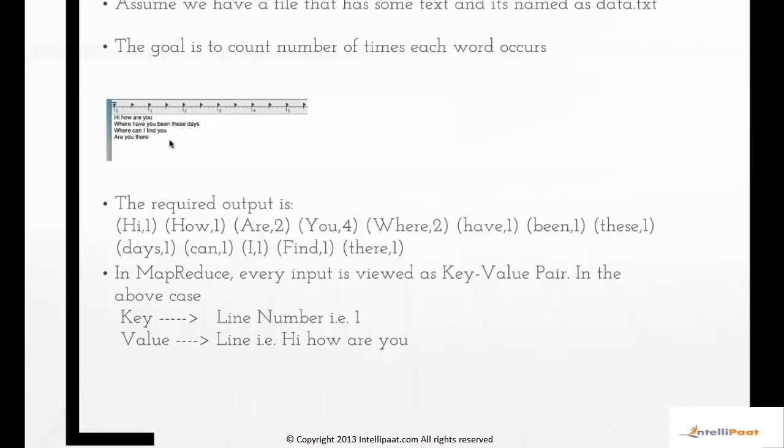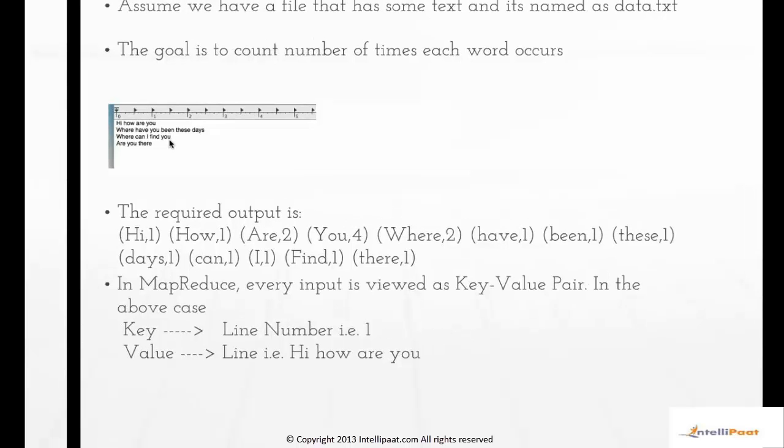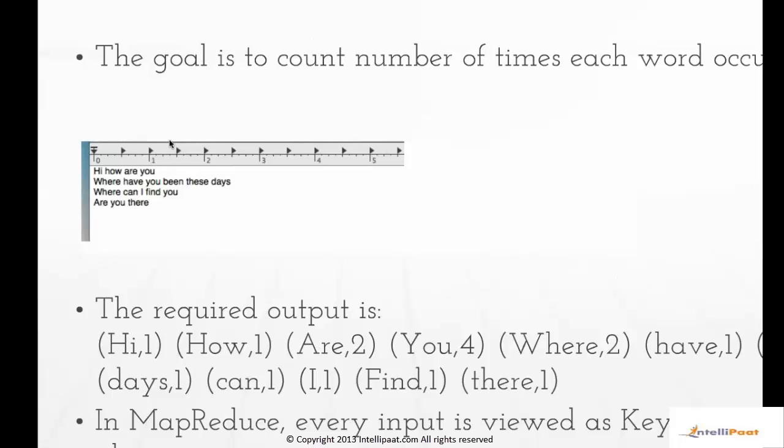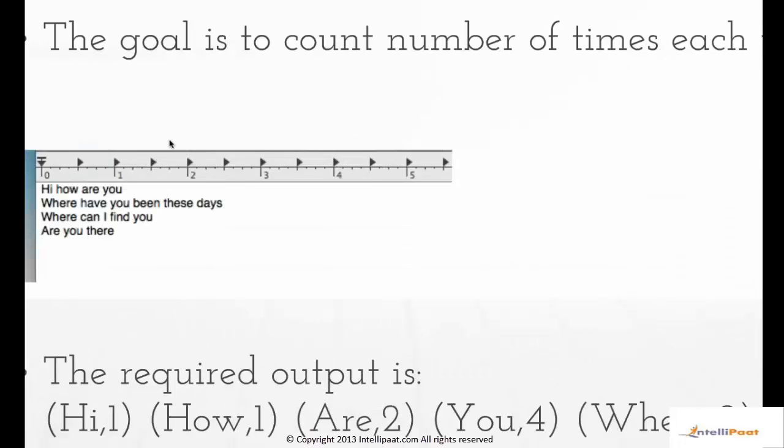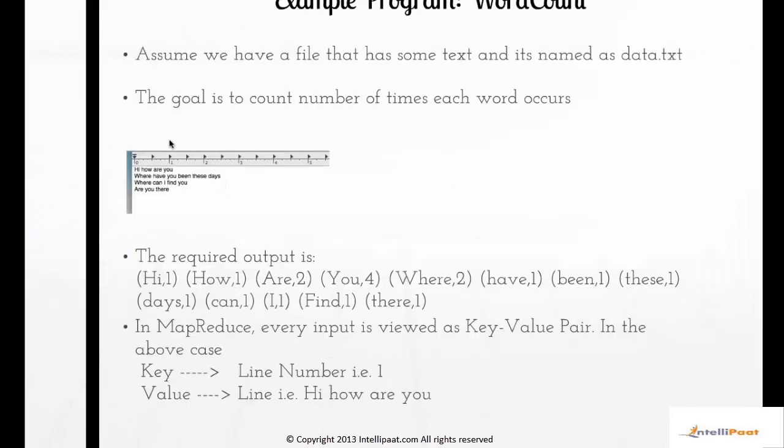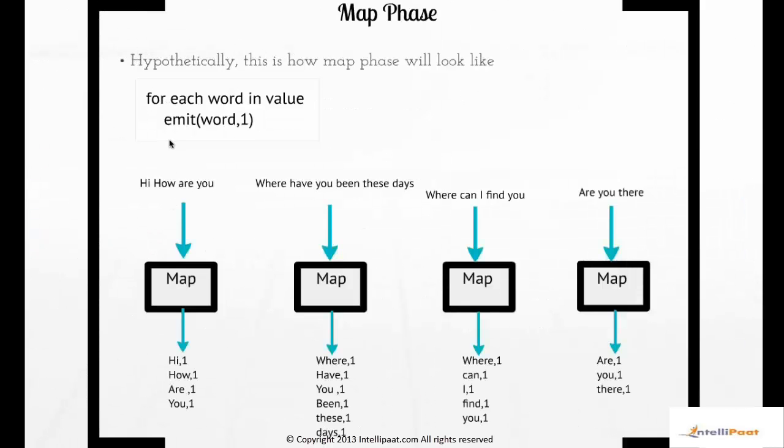So here you have 4 key value pairs. 1, hi, how are you? 2, where have you been these days? 3, where can I find you? And 4, are you there? These are the 4 key value pairs that you have. So hypothetically, this is how your map phase looks.